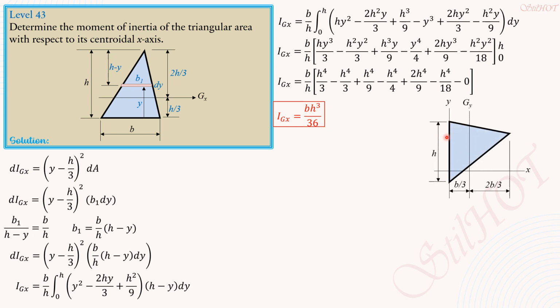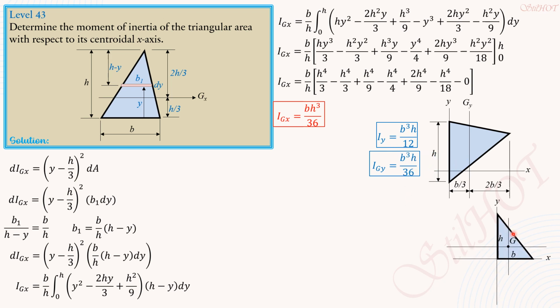So if the triangle is oriented in this manner and we want to find the moment of inertia with respect to the centroidal y-axis, the moment of inertia would be b cubed h over 36. So Iy is b cubed h over 12 with respect to the base, which coincides with the y-axis. With respect to the centroid, b cubed h over 36. And I want you to remember that.